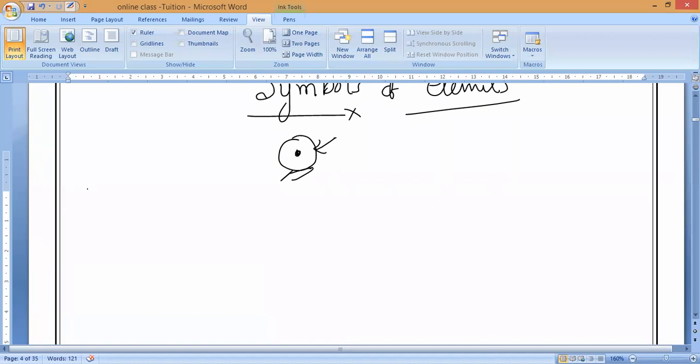So we have two kinds of symbols. The first one is called the Dalton symbol, and the second one is called the modern symbol of elements. Understand? This is how we divide them. Dalton symbol of elements.